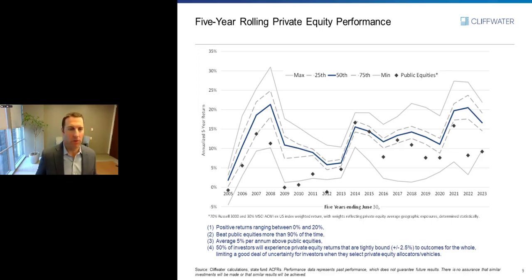Yeah. So a couple related questions as it relates to the historical, call it 3 to 5% net premium of private equity over public. Can you get into a bit of what are the sources of that excess return?